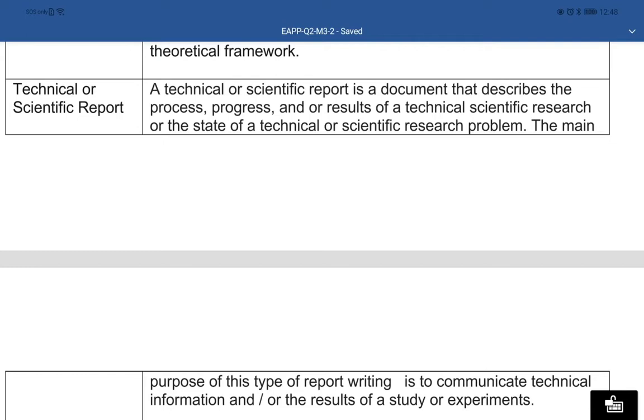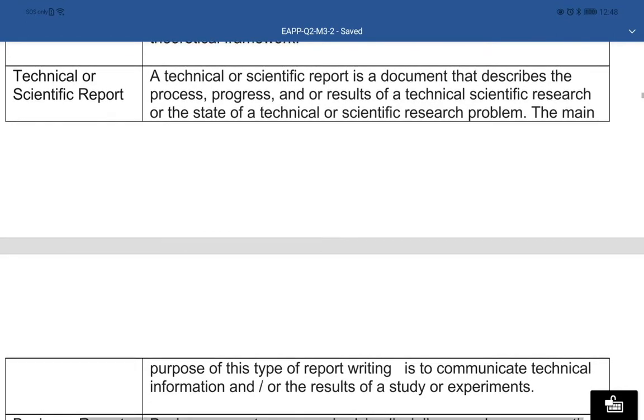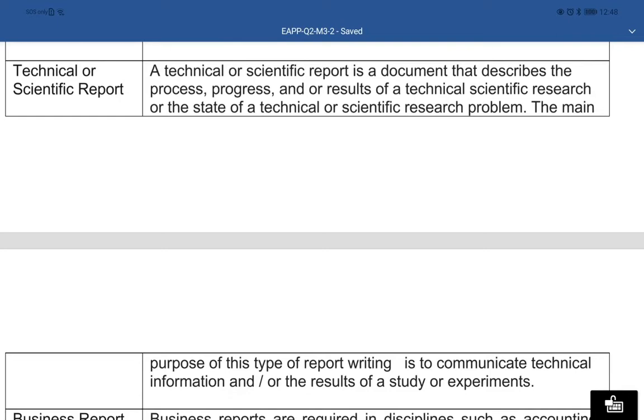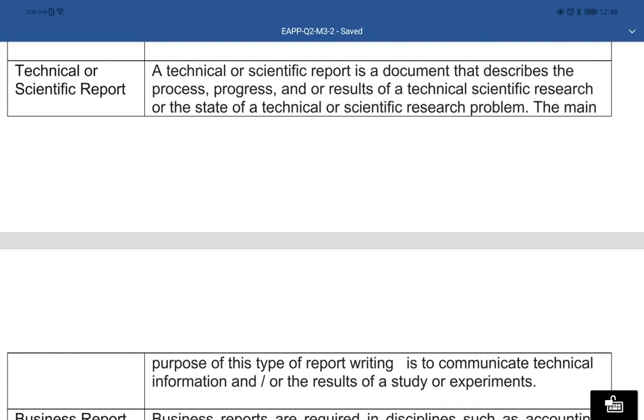Then third, we have the technical report. In the technical report or scientific report, a technical or scientific report is a document that describes the process, progress, and results of a technical scientific research or the state of a technical or scientific research problem. The main purpose of this type of report writing is to communicate technical information and or the results of a study or experiments. So this one is done for researches. So when you're making a research and then you're asked to summarize the research, then you're making a report, a technical or scientific report, because this is a shortened version of a thesis of a research.